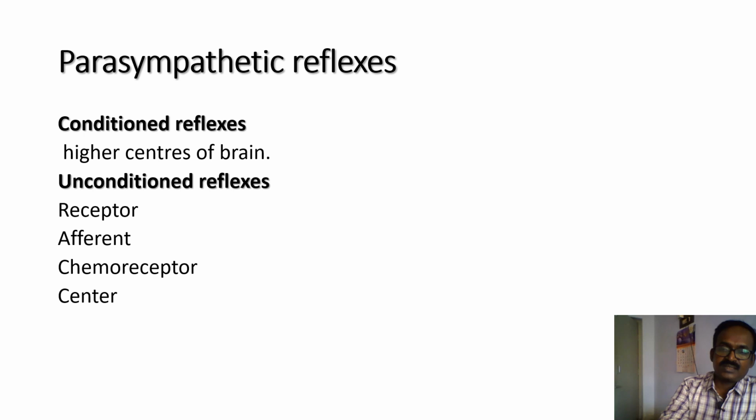The taste sensation, chemoreceptor, also supplies to the higher center, and the efferent is via the 9th and 7th cranial nerve, which increases the salivary secretion from the parotid, submandibular, and sublingual glands.